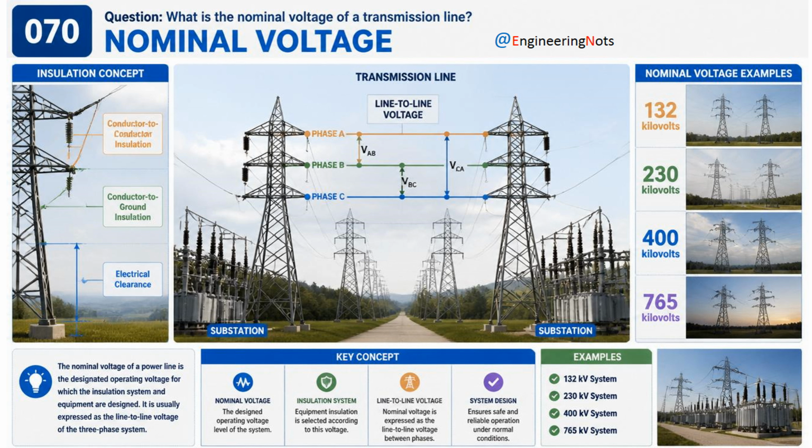Question 70. What is the nominal voltage of a transmission line? The nominal voltage of a transmission line is the designated operating voltage for which the line and its equipment are designed. The insulation of energized parts must be capable of safely withstanding this voltage during normal continuous operation. In power systems, nominal voltage is usually expressed as the phase-to-phase voltage, also known as the line-to-line voltage. In summary, the nominal voltage is the standard operating voltage of a power system and is typically specified as the line-to-line voltage of a three-phase network.